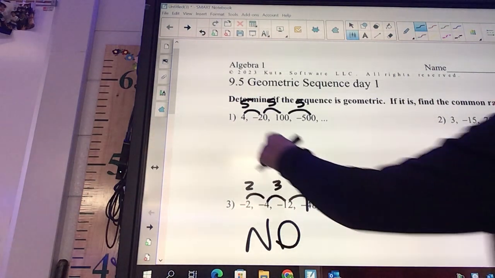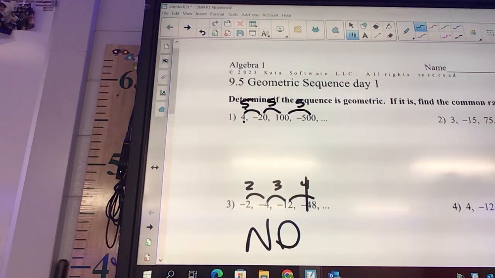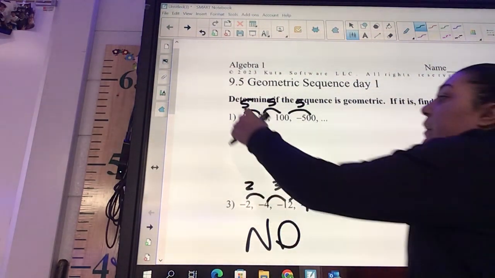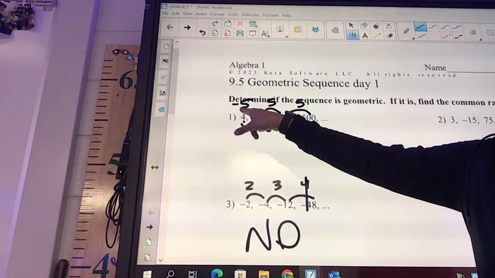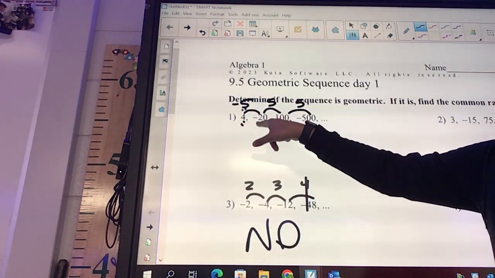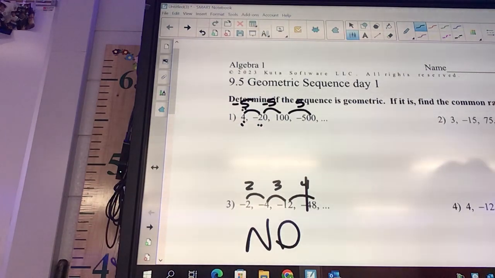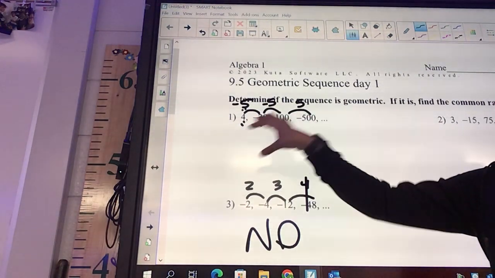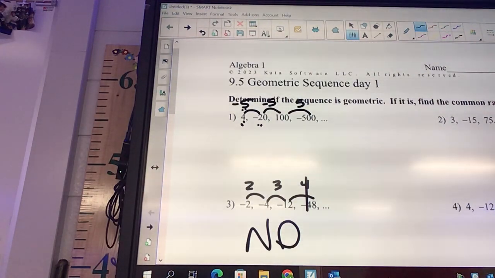What is 4 times 5? It is 20. Is it negative 20? No. So it's going to need to be a negative. Well, now what happens? 4 times negative 5 is what? Negative 20. What is negative 20 times negative 5? 100. So when you see the signs alternate, typically you're going to have to multiply by a negative.